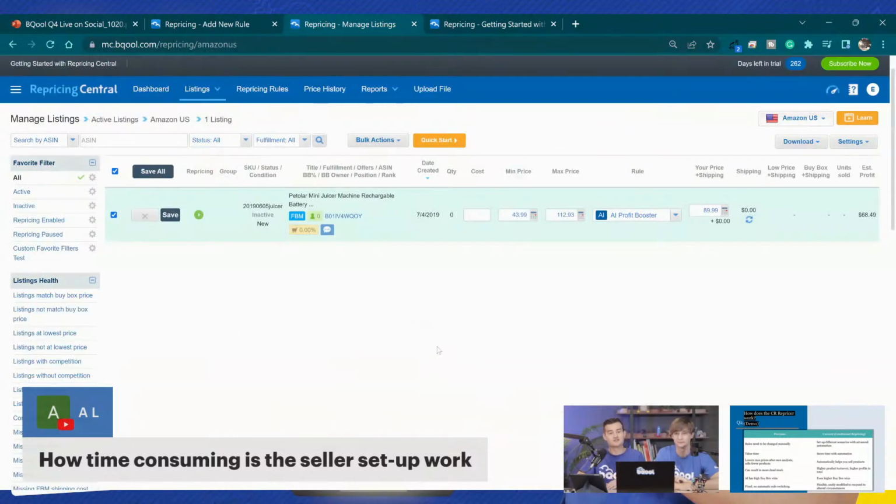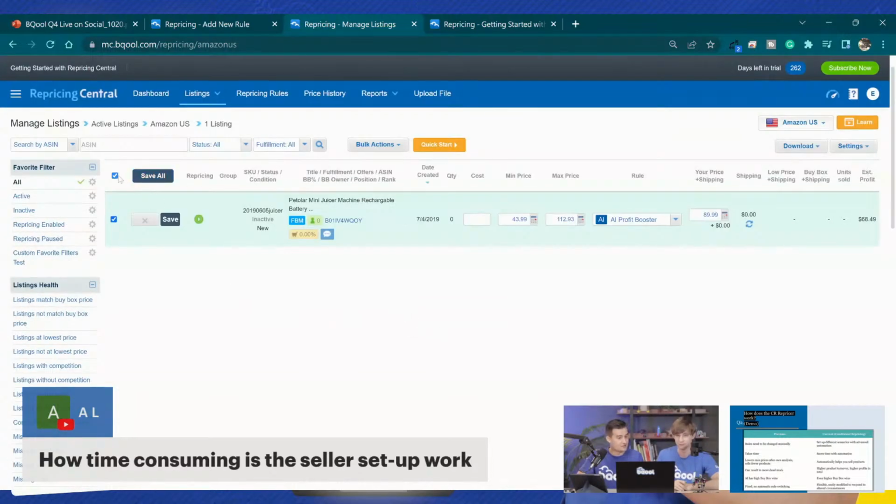What if you have 500 listings? Yes, it would go up to 500 listings. Also, you can group items into different categories. For example, maybe you have shoes, Halloween items, or Christmas items. You can make different groups, and later on, for different groups, you can assign different rules. So you can definitely group them.